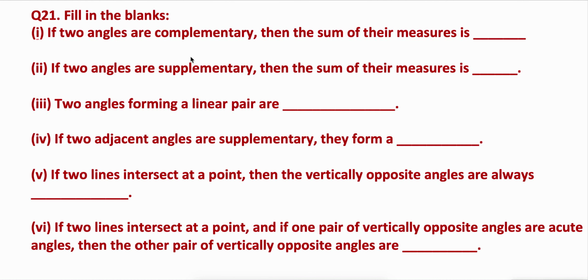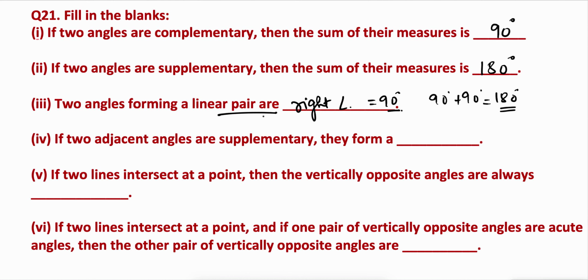In the blanks. If two angles are supplementary, then the sum of their measure is equal to, for complementary the sum is 90 degrees. If two angles are supplementary, the sum of their measure is 180 degrees. The two angles forming a linear pair are right angles. That is 90 degrees, because 90 degrees plus 90 degrees will be equal to 180 degrees. So hence they form a linear pair.